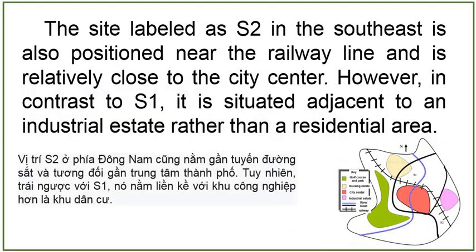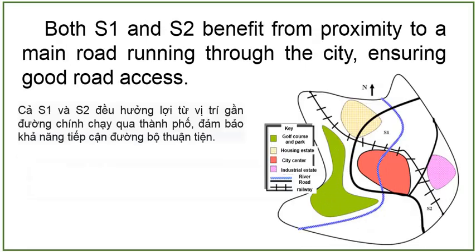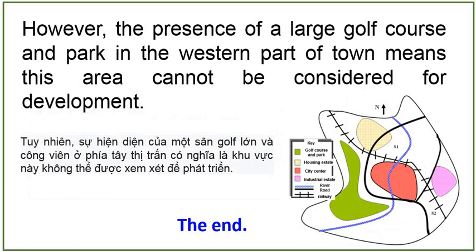The site labeled S2 in the southeast is also positioned near the railway line and is relatively close to the city center. However, in contrast to S1, it is situated adjacent to an industrial estate rather than a residential area. Both S1 and S2 benefit from proximity to a main road running through the city, ensuring good road access. However, the presence of a large golf course and park in the western part of town means this area cannot be considered for development.